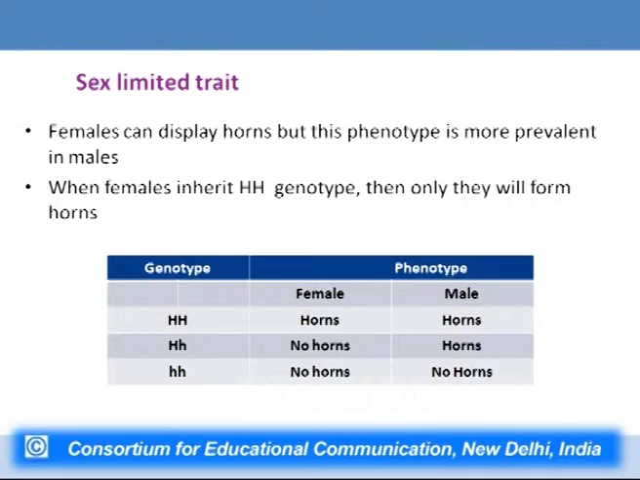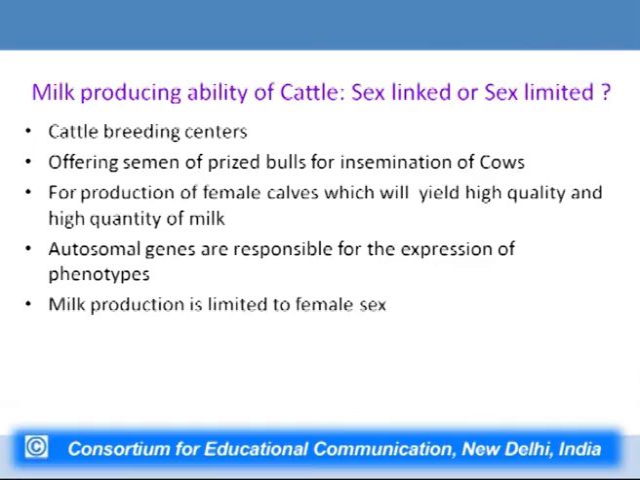Now, what about the milk producing ability of cattle? Is it sex linked, or is it a sex limited gene, or is it sex influenced? The milk producing ability of cattle is again dependent on genes which are present on autosomes.